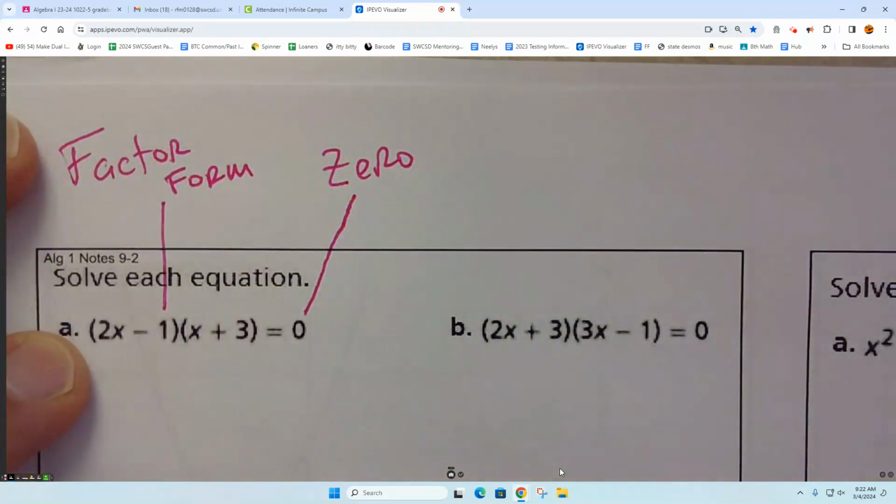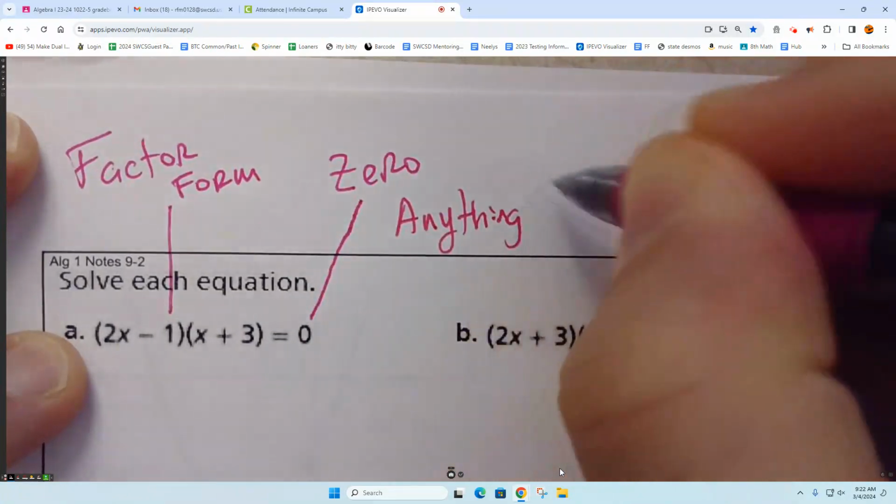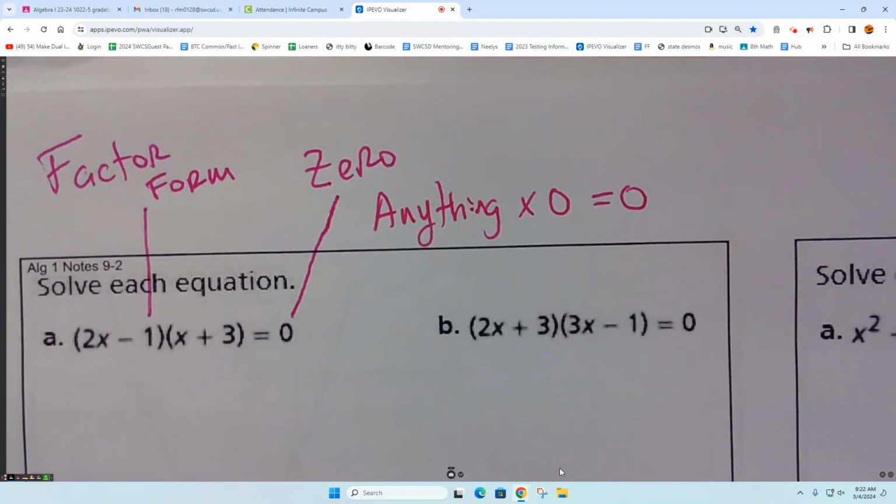Anything times zero equals zero. So if I have one thing being multiplied, Luke, will you close your Chromebook, please? If I have anything being multiplied by zero, then I don't care what the other thing is.